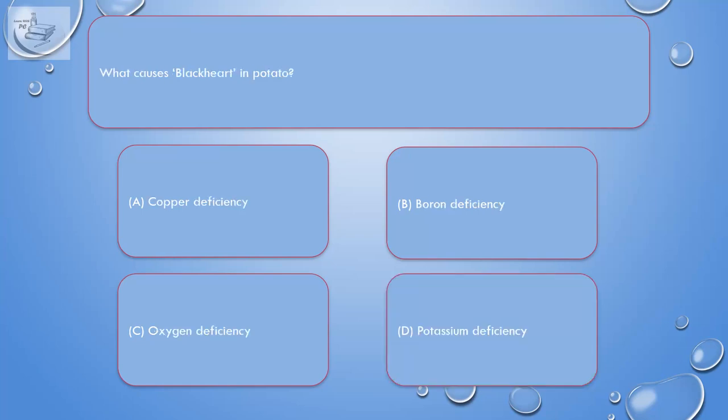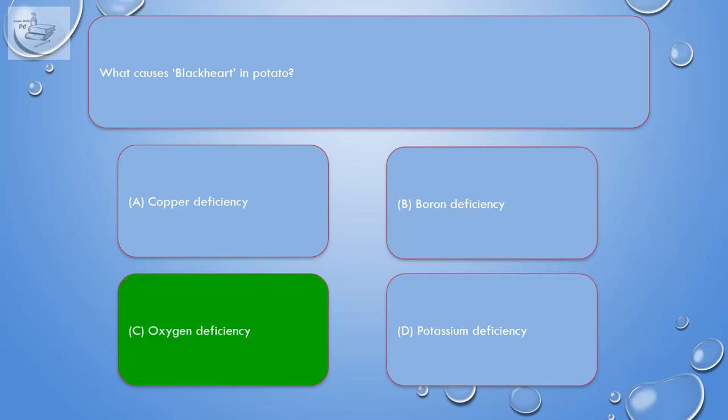Question: what causes black heart in potato? A. Copper deficiency. B. Boron deficiency. C. Oxygen deficiency. D. Potassium deficiency. Correct answer is C. Oxygen deficiency.